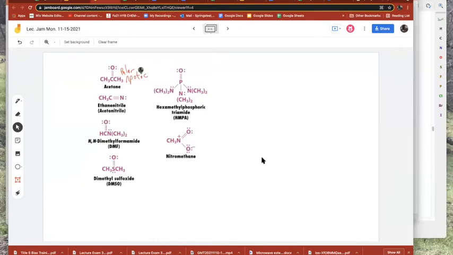What about this HMPA? It looks pretty polar to me. And it is. It's got polarity there, right? And is it aprotic? Are these hydrogens on an oxygen, nitrogen, fluorine? No. So this one is also polar aprotic. Okay. And the same goes for all of these.